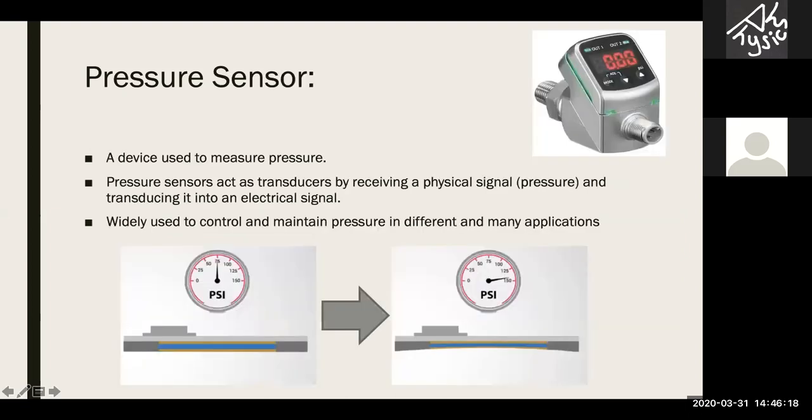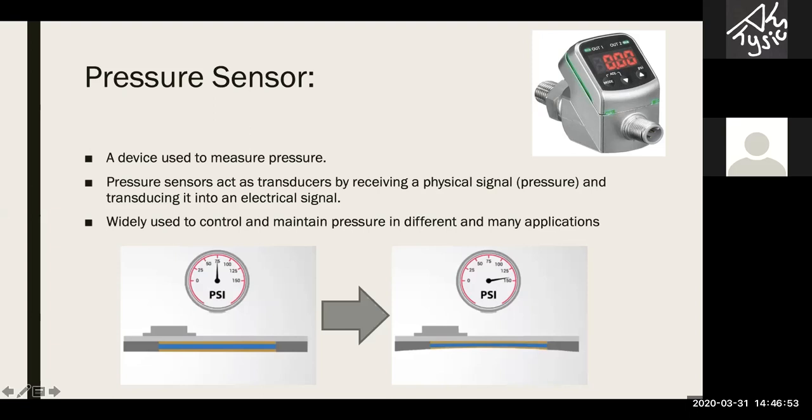So a pressure sensor, as we can see, is a device used to sense or measure a pressure. Pressure sensors also act as transducers by receiving the physical signal, which is the pressure, and in turn transducing it and changing it into an electrical signal or into another signal by using some microchips or some electrical circuits to change that signal. It is used widely in many different applications to control and maintain some pressure.